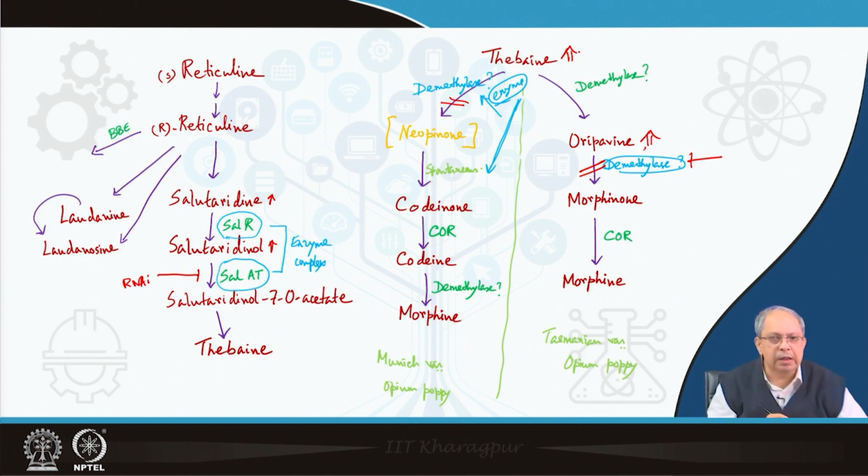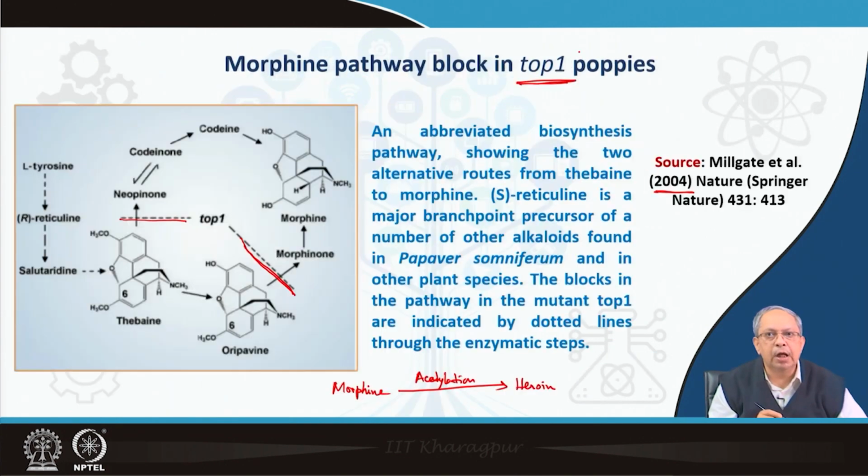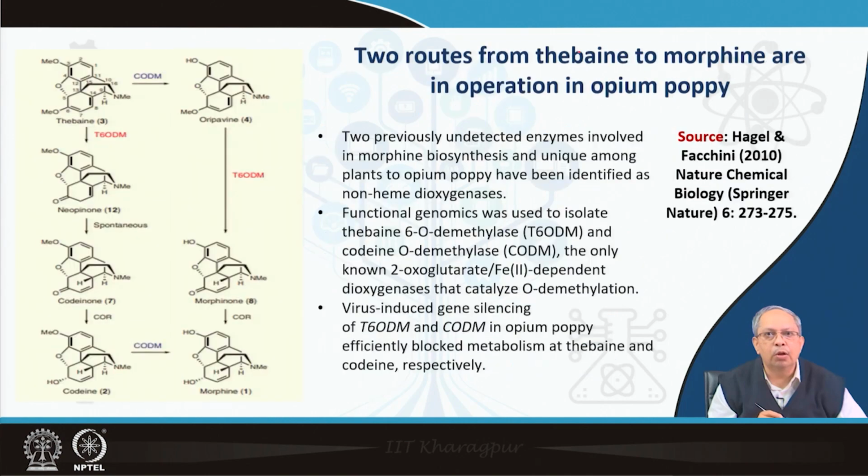So, if that is the case, then there must be active enzymes, and likely from this study they suggested that these are demethylase enzymes. Now, later with the use of functional genomics tools, scientists finally identified these steps. So, these are the two previously undetected enzymes involved in morphine biosynthesis, which are unique among the plants, that have been identified, and these are basically the dioxygenases.